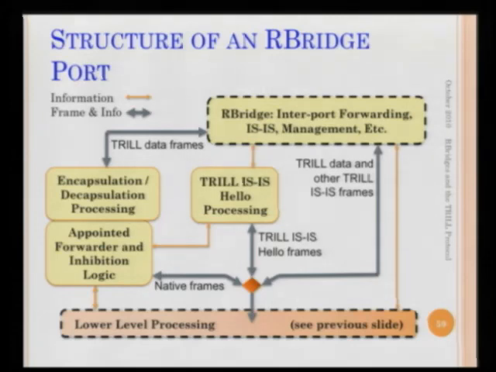It also says appointed forwarder and inhibition logic. RBridges have various conditions under which they will inhibit a port. This is really not the same as spanning tree blocking. It only affects native frames. If a port is inhibited, then even though you're appointed forwarder, you don't actually emit any native frames, and you don't actually input any native frames. And there's various reasons this can occur.